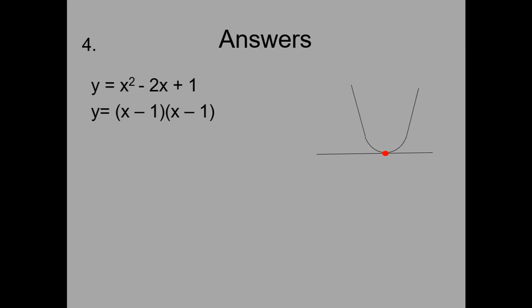I'll draw my y-axis on there, and the y-axis is where x is equal to 0. My root is where x is equal to positive 1, so the y-axis has got to be to the left of that. And my y-intercept is positive 1, so I'll label that on there.